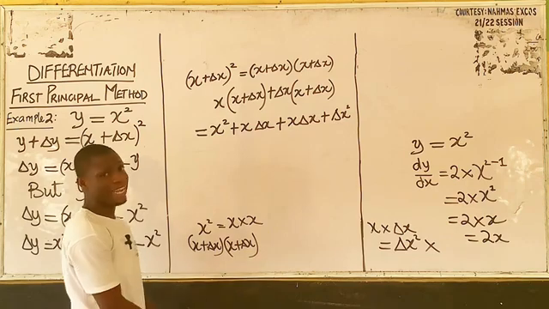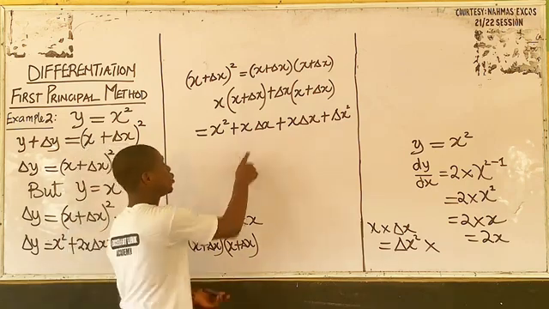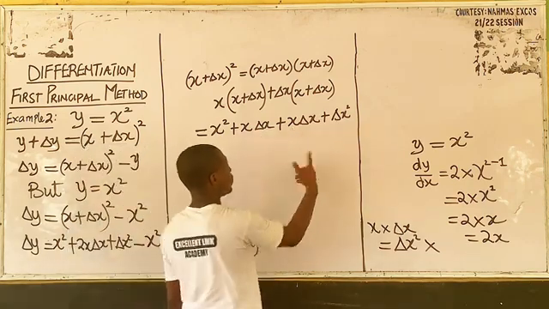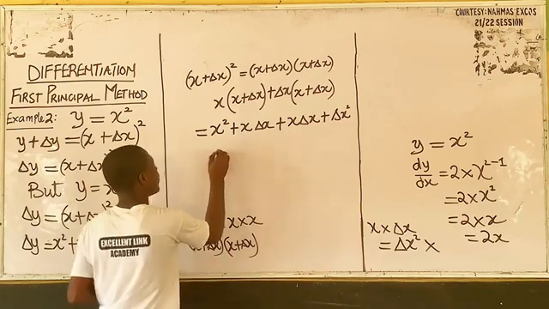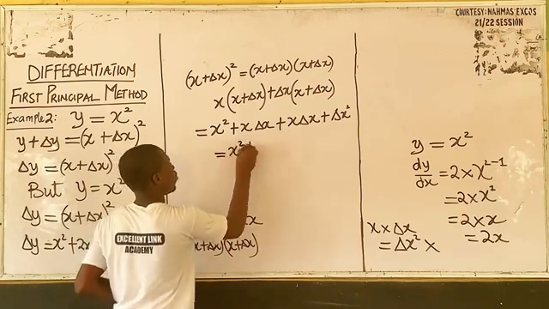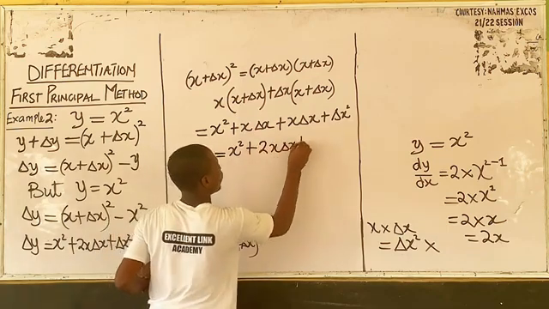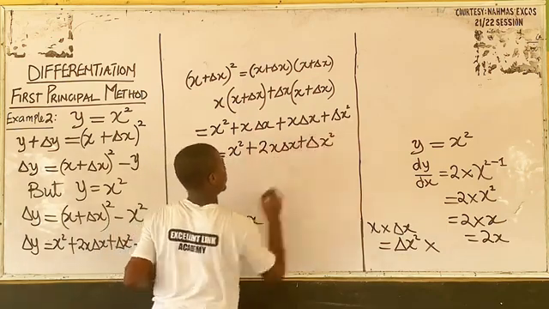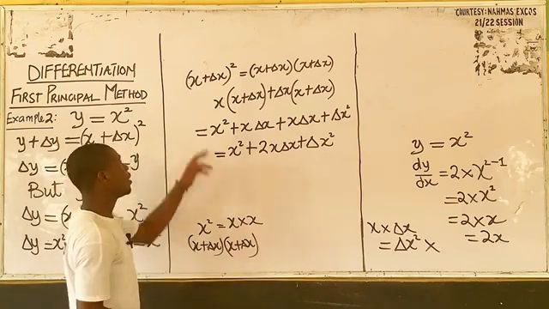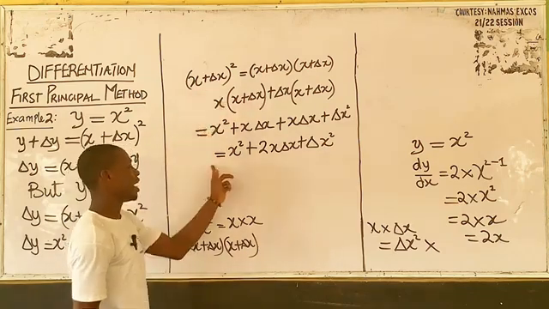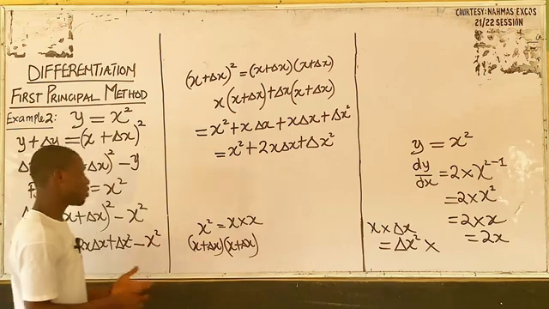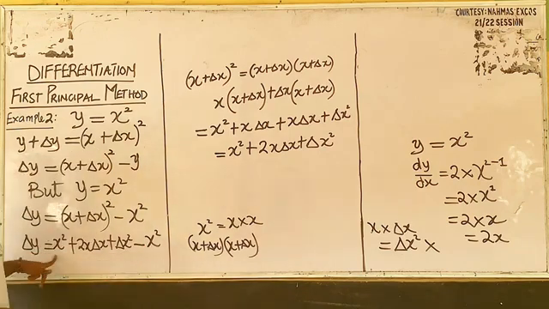From here, I can see like terms. Of course, x change in x and x change in x, so I'll combine them together. So I'll have x squared plus, this is 2 of it, 2x change in x, plus change in x squared. So on evaluating this problem here, I have this. So this answer is what I have here, as you can see, right?